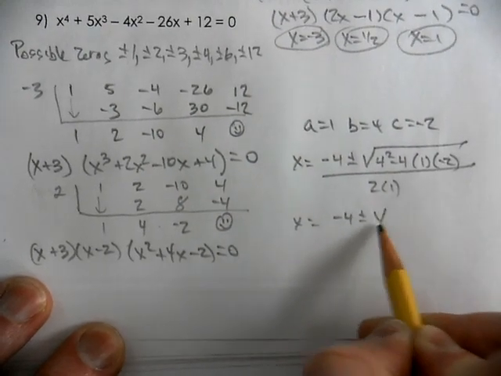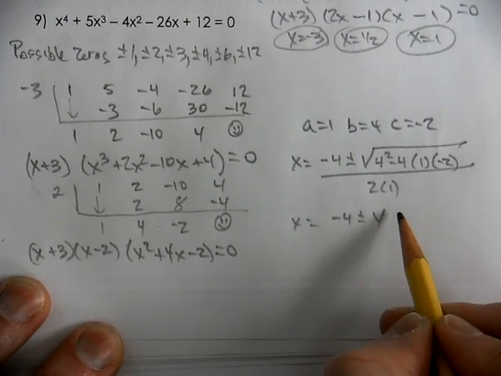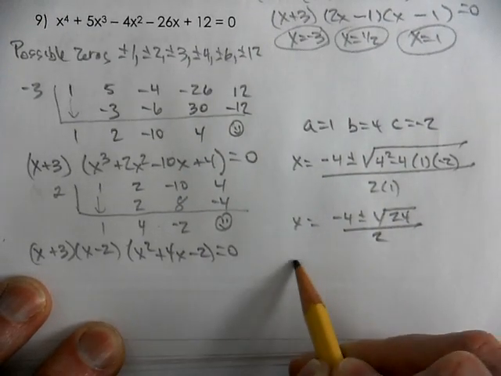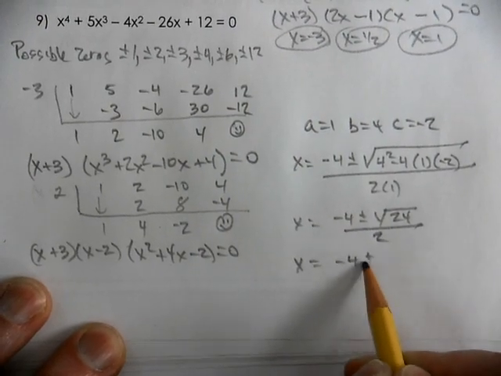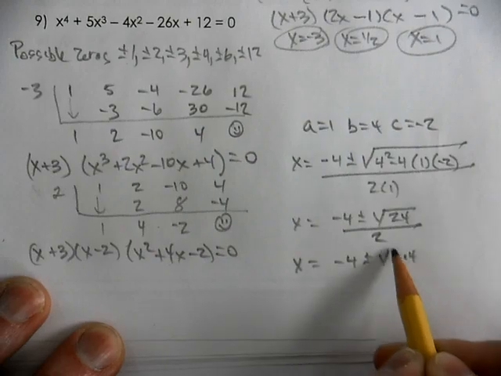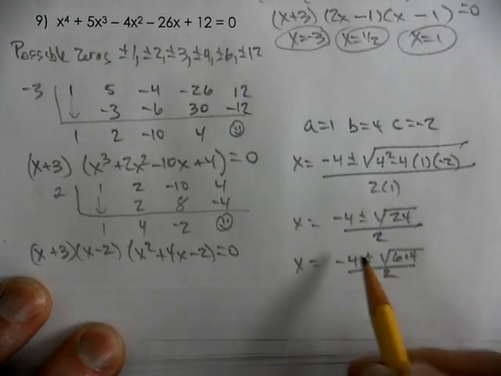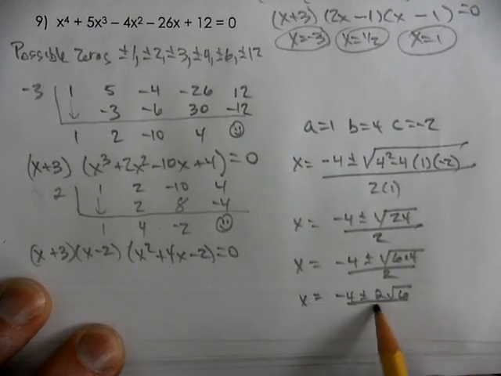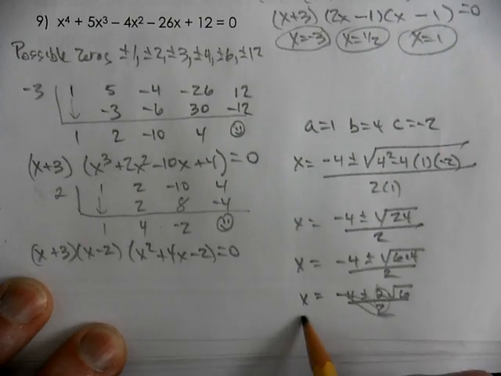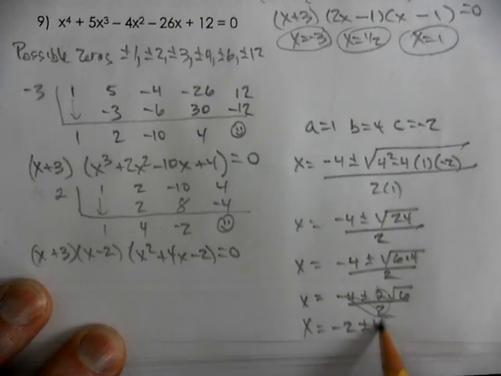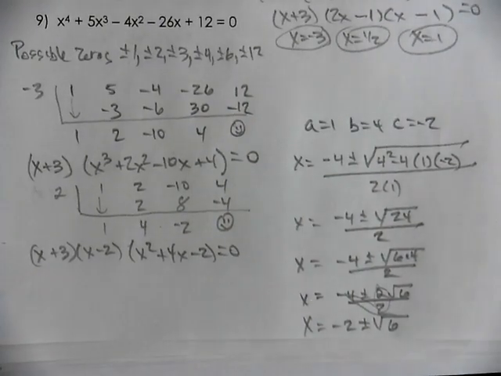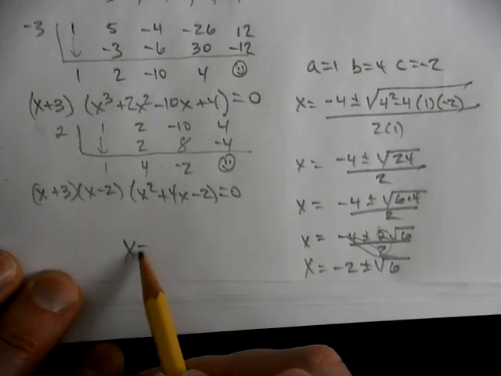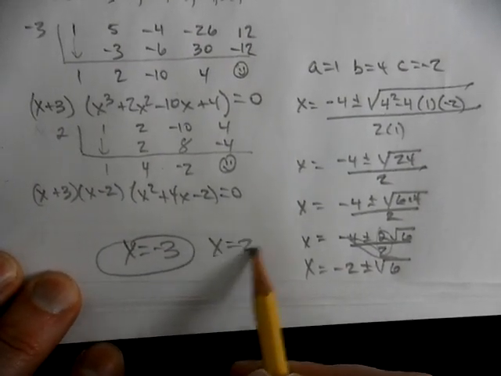That's -4 plus or minus the square root of 16 plus 8, which is 24, all over 2. -4 plus or minus the square root of 6 times 4. The 4 brings the 2 outside, and that we can reduce on both sides. Negative 2 plus or minus the square root of 6. So those are two answers, and I have my other two answers here.